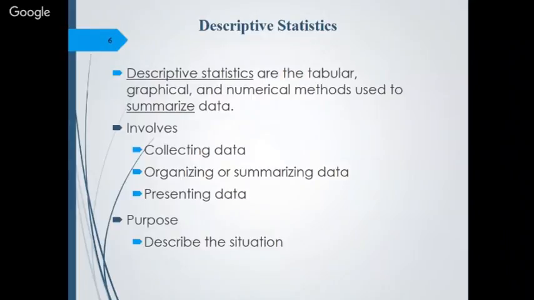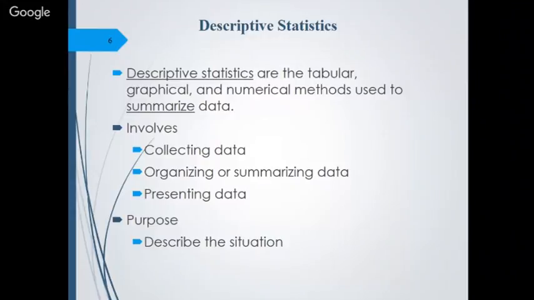Next, we are discussing descriptive statistics. Descriptive statistics are the tabular, graphical, and numerical methods used to summarize data. Mainly, we get data while doing experiments or research. One wants to organize it, present it in a good manner, and convey the results to a third party or in presentations. Descriptive statistics is better for that.